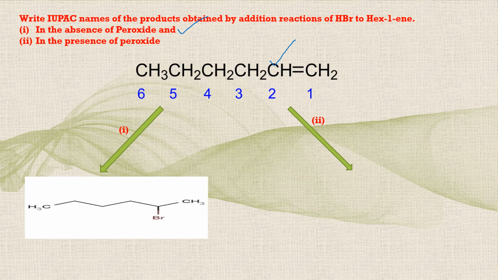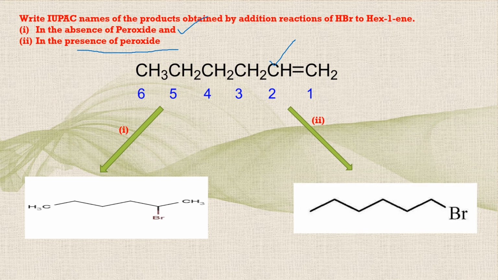So I should get 2-bromohexane. And in the second case, I can see peroxide is being taken with HBr. So in this case, the negative part will go to the carbon which has more hydrogens. So it should go to the first carbon, and I am going to get 1-bromohexane as the major product.